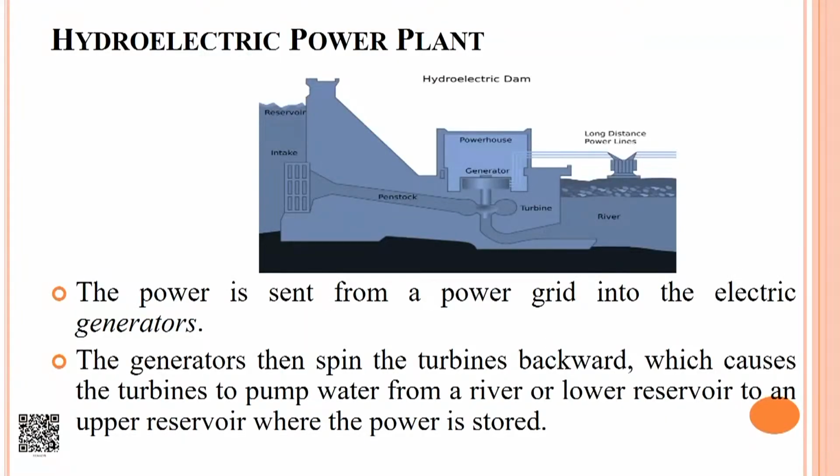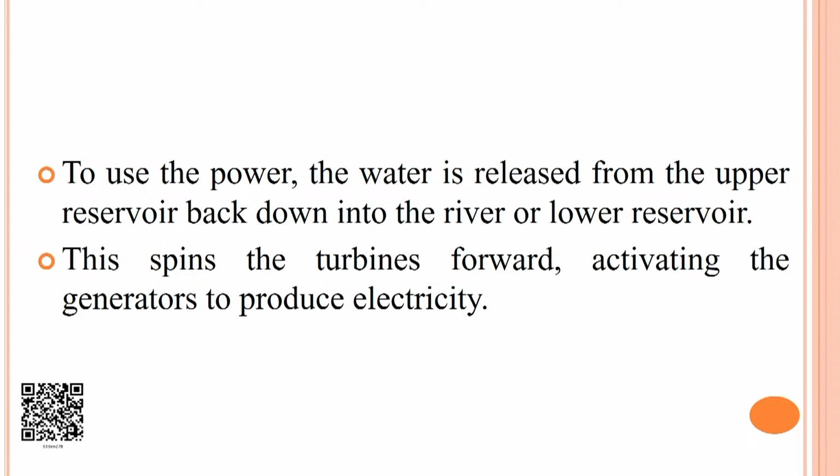So, next we will talk about the hydroelectric power plant. The power is sent from a power grid into the electric generators, and these generators then spin the turbine backward, which causes the turbines to pump water from a river or lower reservoir to an upper reservoir where the power is stored. To use the power, water is released from the upper reservoir back down into the river or lower reservoir. This spins the turbine forward, activating the generators to produce electricity.